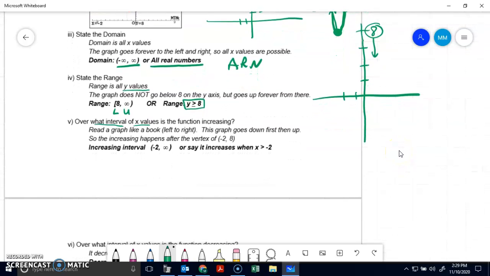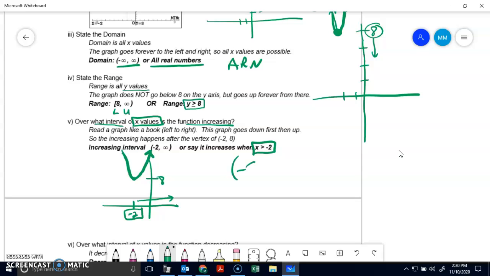Over what interval are the x values increasing? So we read it like a book, left to right. If I'm talking about the graph coming down to 8, here's my vertex. It's decreasing before 8, before negative 2. We're talking about x values. So it's decreasing until I reach an x value of negative 2. And then after negative 2, it starts increasing. So what is the increasing interval? It's everywhere that x is greater than negative 2. Everything past negative 2 on the x value is going to have the graph increasing.